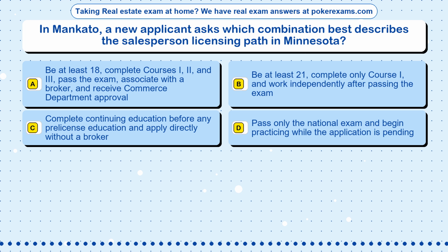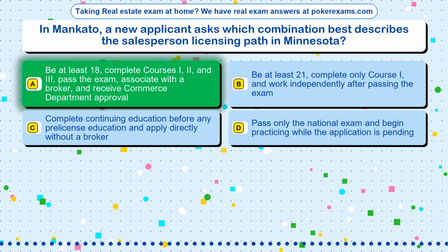Be at least 21, complete only course 1, and work independently after passing the exam. Option C. Complete continuing education before any pre-license education and apply directly without a broker. Option D. Pass only the national exam and begin practicing while the application is pending.